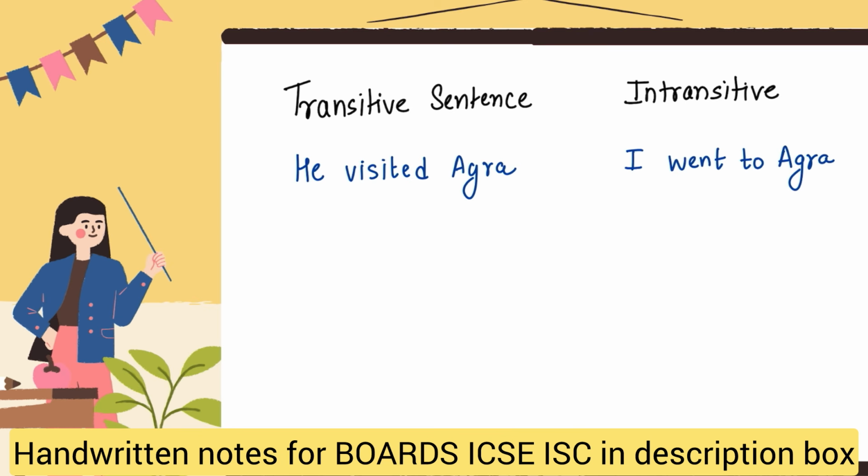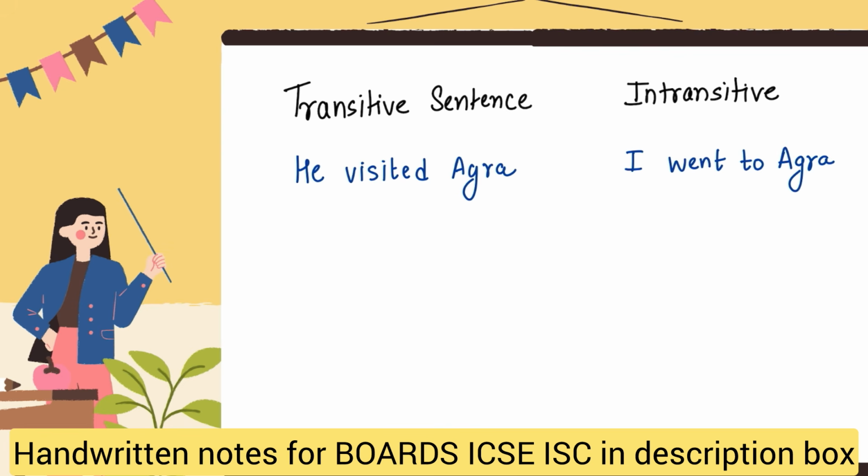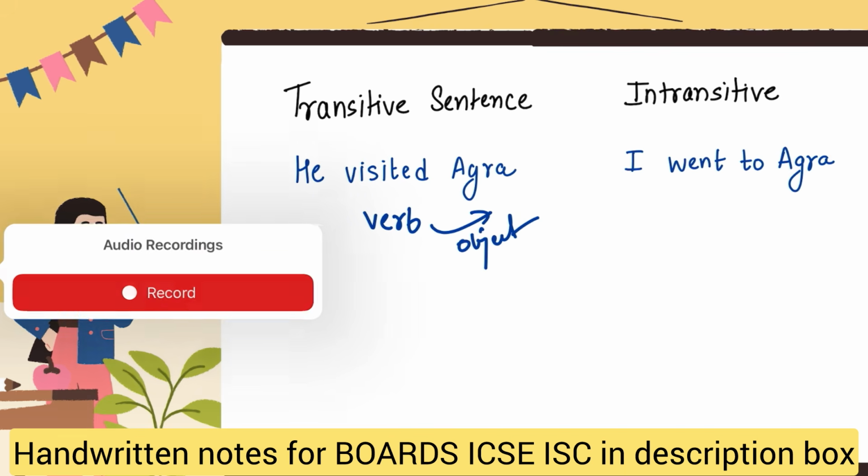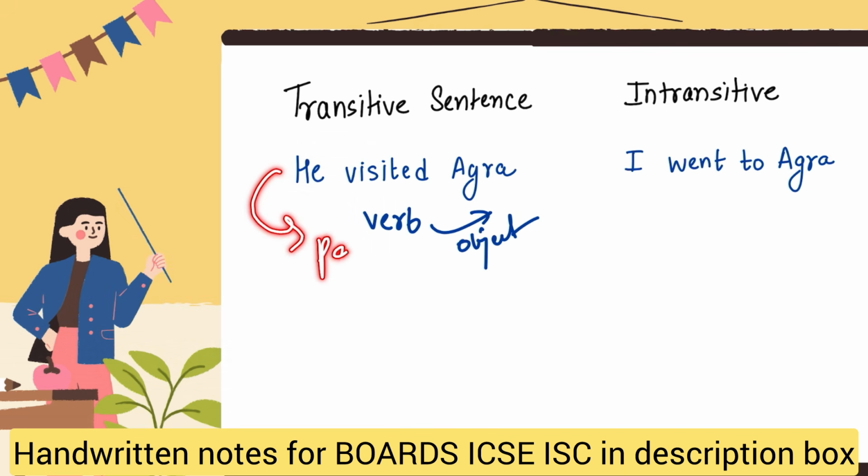Now I'll just tell you about transitive and intransitive sentences. See, a transitive sentence is: He visited Agra. That means there is this verb and then the object is there. That means it's a transitive sentence. You can convert this into passive voice. In the case of an intransitive sentence, it cannot be converted to passive voice.